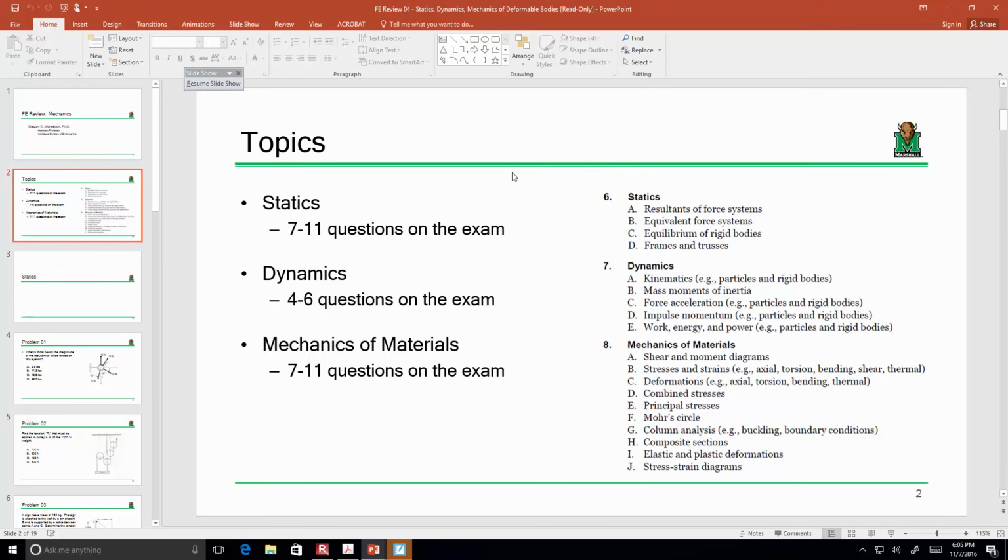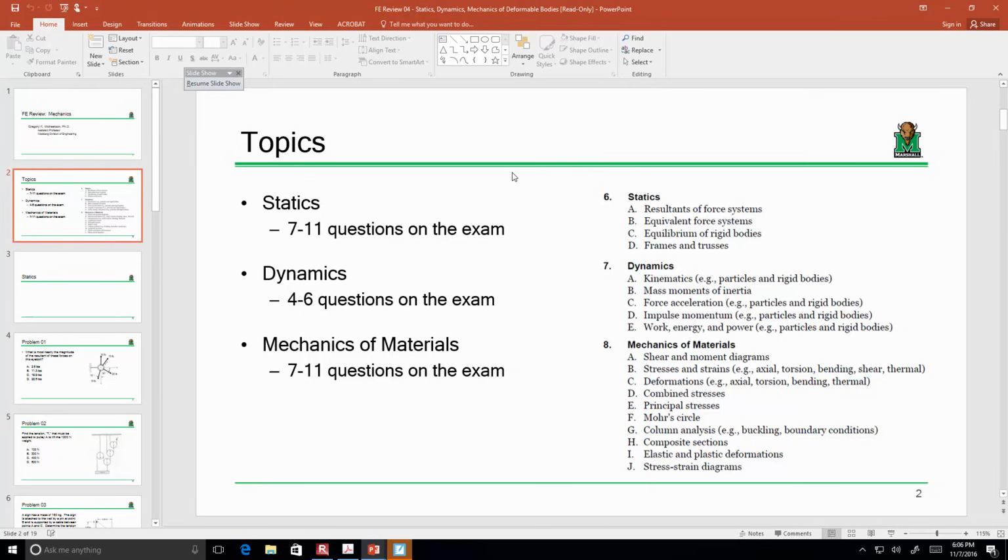Over here on the right, you can see the breakdown of the particular topics. For statics, we're looking at resultants, equivalence for systems, equilibrium, frames, trusses, things like that. Dynamics: kinematics, mass moments of inertia, force acceleration, impulse, momentum, work, energy, power, all that stuff. For mechanics of materials: shear and moment diagrams, stresses and strains, deformations, principal stresses, Mohr's circle. You all probably know the drill.